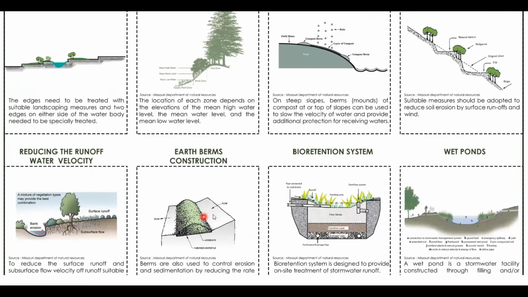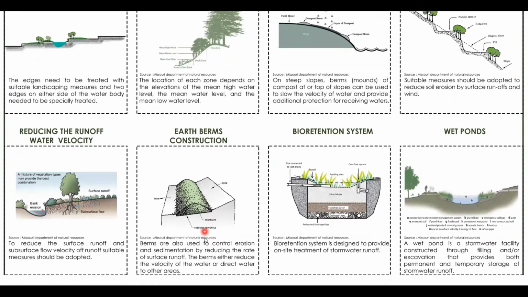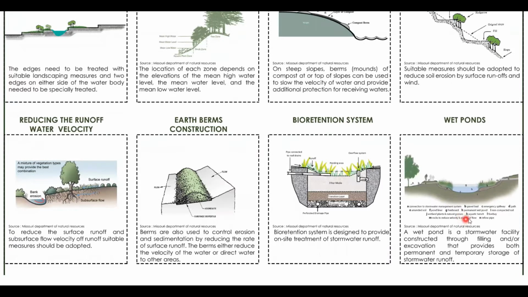And earth berm all around construction also reduces soil erosion and reduces the velocity of the stormwater, and a bioretention system is provided for the on-site treatment of the stormwater, and the wet pond system, which I already told about, the artificial pond, which will be provided to collect the stormwater and also act as a temporary storage of the stormwater runoff and later could be used for irrigation.